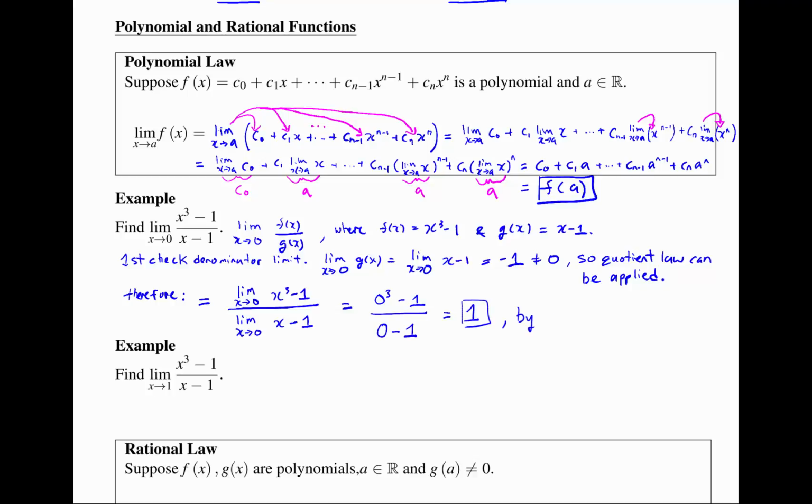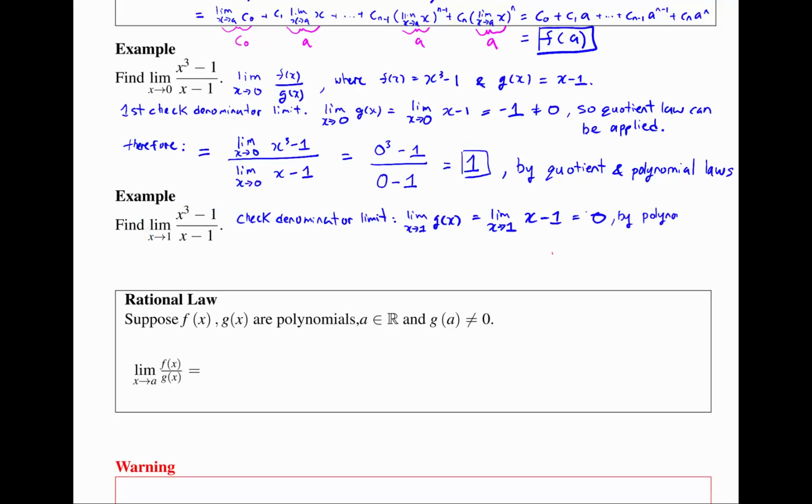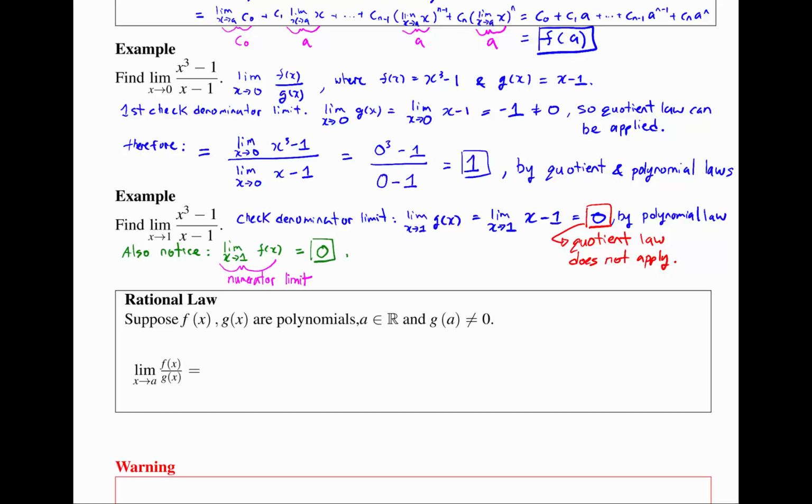However, if we look at the limit as x goes to 1, we find that the denominator, the limit as x goes to 1 of g of x, is equal to 0, and the quotient law does not apply. Moreover, we could notice that the limit of the numerator, the limit as x goes to 1 of f of x, is also 0. So we have this type of 0 over 0 race, which we do not know how to handle yet. So we'll put that aside for the moment, but we'll move on to the rational law.